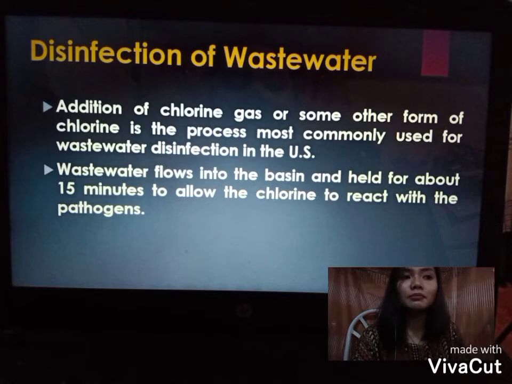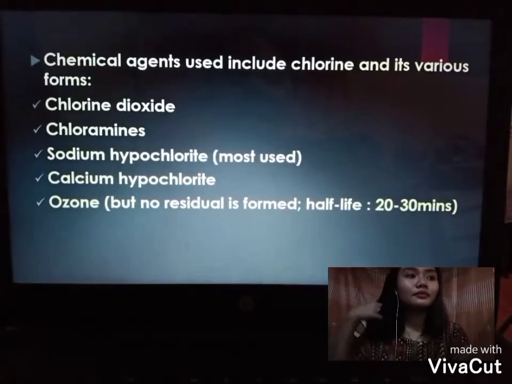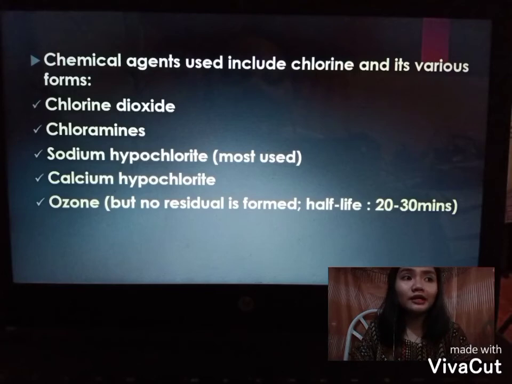Wastewater flows into the basin and is held for about 15 minutes to allow the chlorine to react with the pathogens that are present in our wastewater. Same with the disinfectants or chemical agents used in disinfecting our drinking water.